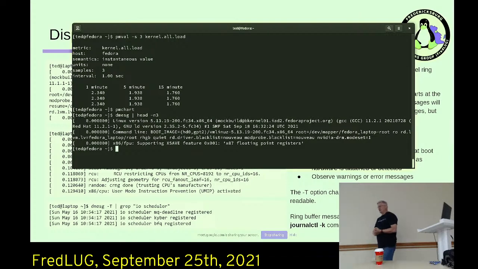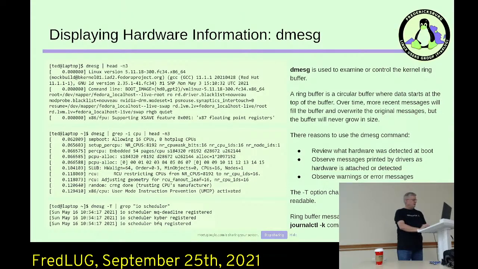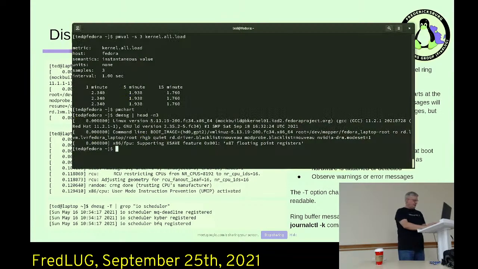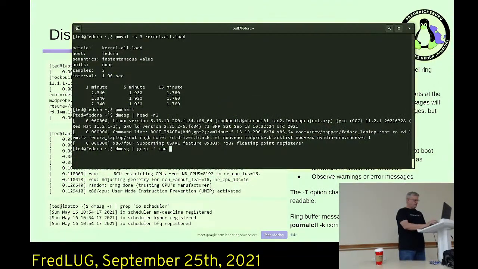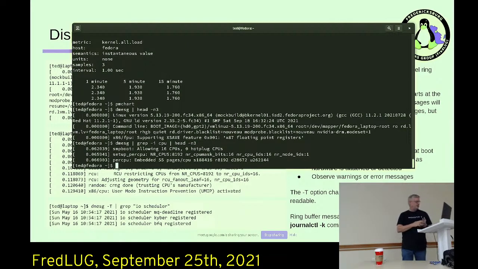dmesg | head, the first 3 lines, that's how you booted. If we go further down, we want to look at CPU. We can just grep for -i cpu, and then -n3. And so we can see here the type of CPU that I have. Allowing 16 CPUs, 0 of them are hot pluggable CPUs. Wouldn't that be sweet? And that gives me some information about, you know, 55 pages, CPUs, stuff like that. Okay, so I get some information about my CPUs.